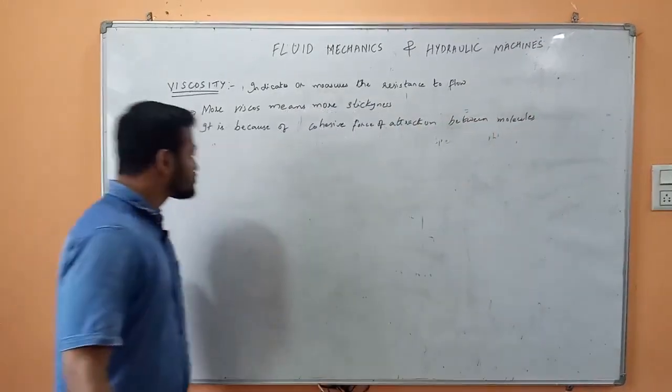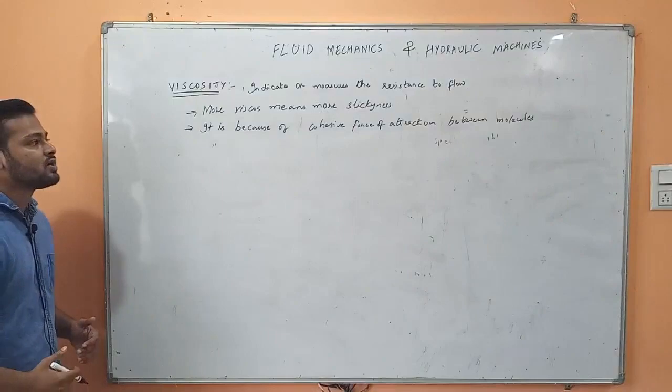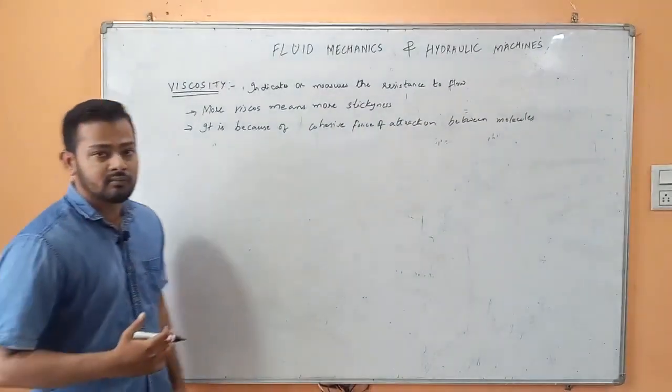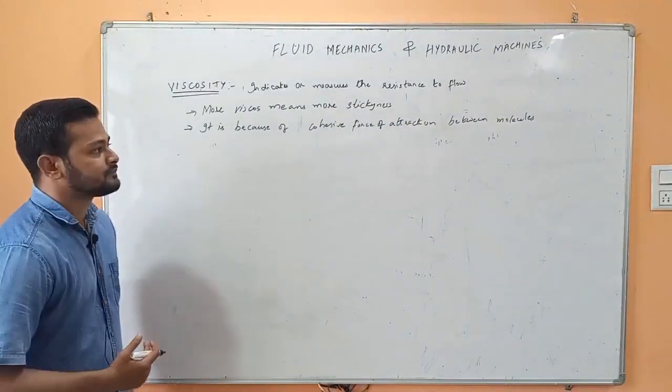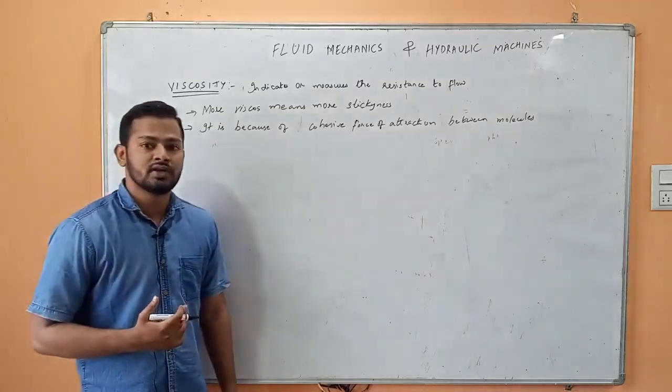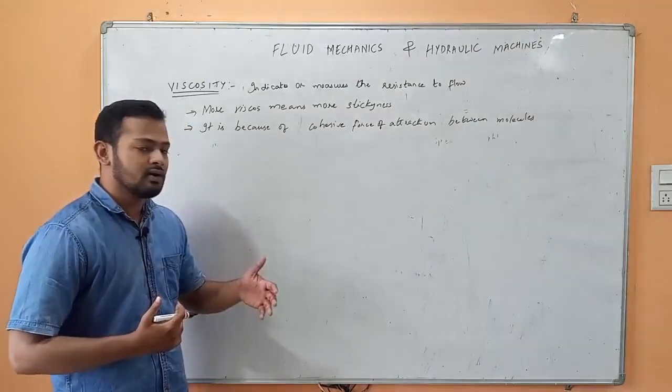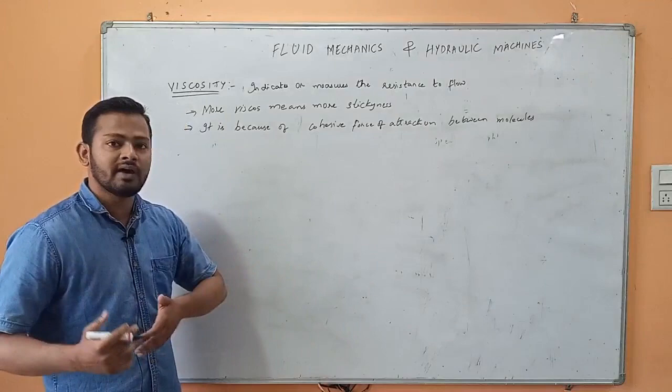So in short, viscosity means stickiness. So whenever I say a fluid is more viscous, it means it is more sticky. So what will happen if the fluid is more sticky? For example, I am moving my hand in air.